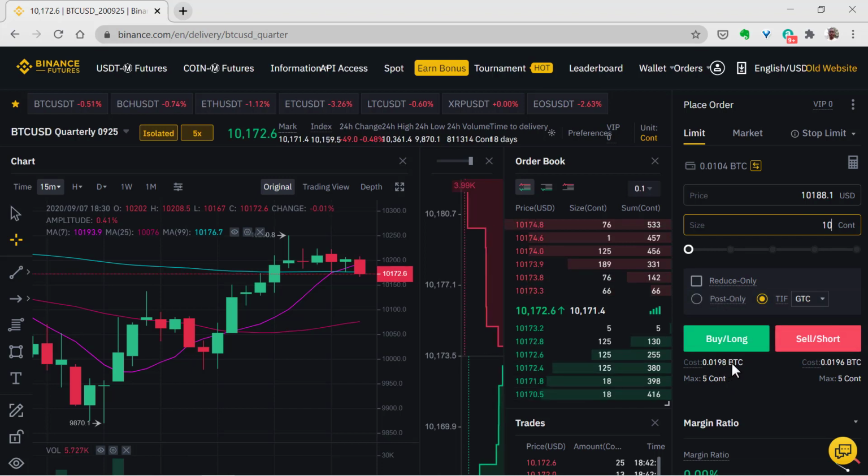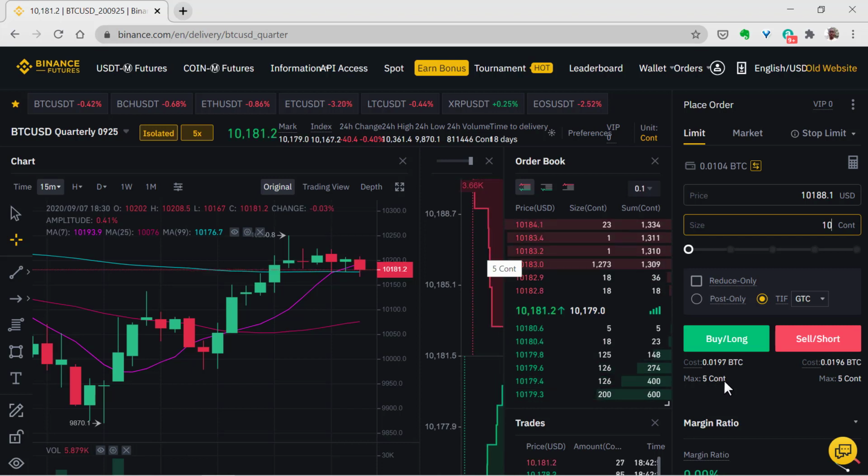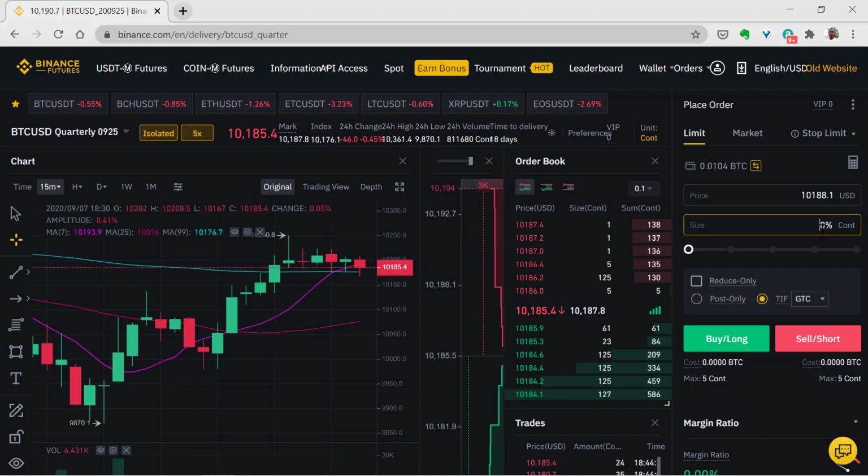Here we can see the cost. This is the cost to open a long or a buy trade. And here we can see the cost to open a short trade. So this is the margin. Basically, this cost is the margin that is required to open the position. So I think with my account balance here, I can only open a position of 5 contracts maximum. And the reason for that is because I have about $100 worth of Bitcoin in this account. And as you can see here, we are on 5 times leverage.